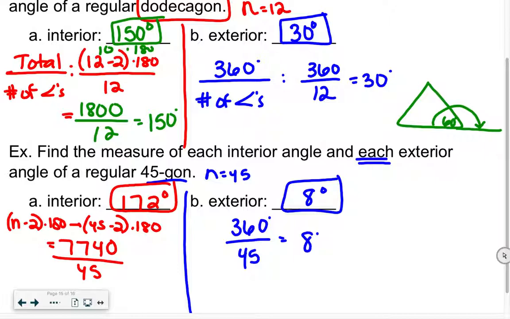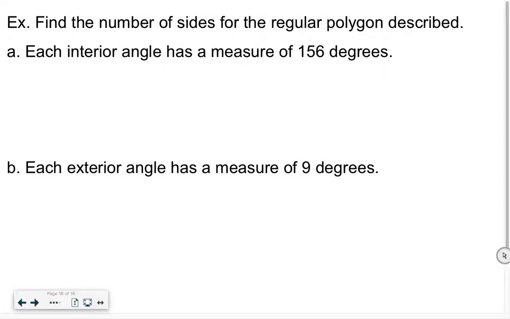Okay? Last little thing here then is going to be working backwards. This is probably the one that takes the longest. Exterior will once again be easy. But let's talk about the interior angles.